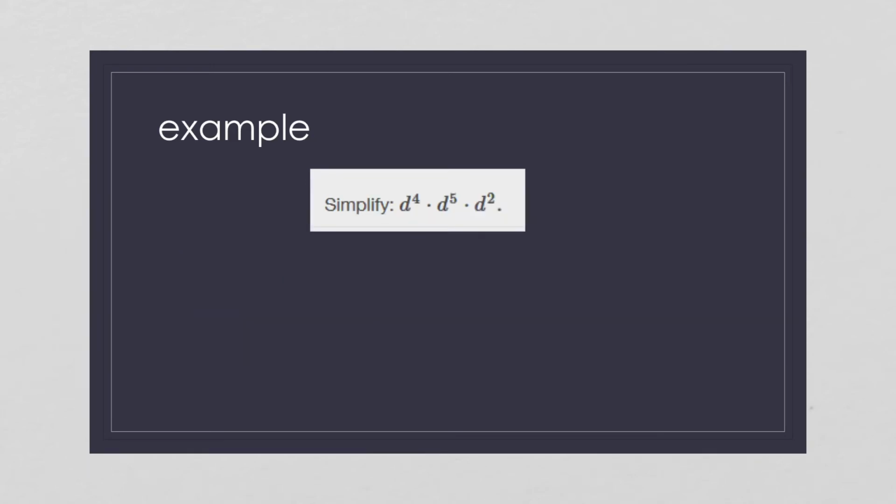But what if you have more than just 2? That's okay. We still have the same base. We are still multiplying. All we do is add all these guys up. Okay? So we've got d to the 4 plus 5 is 9. 9 plus 2 is 11. We're done.